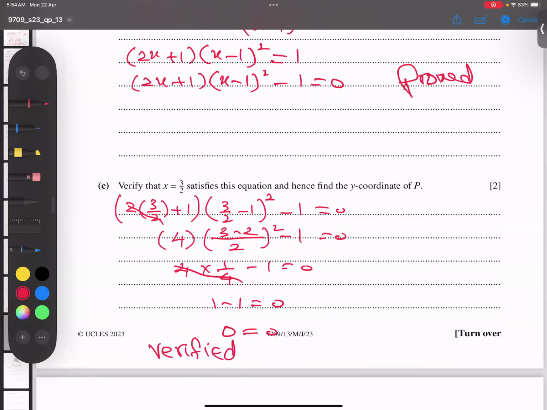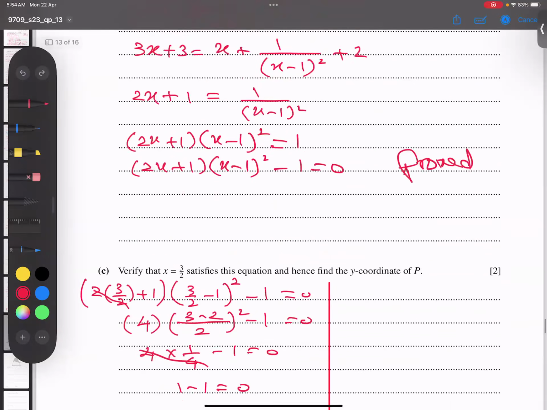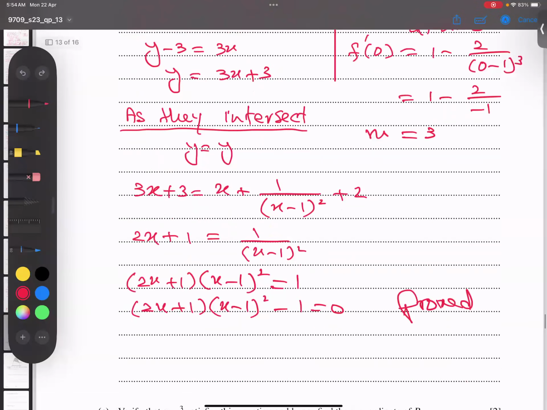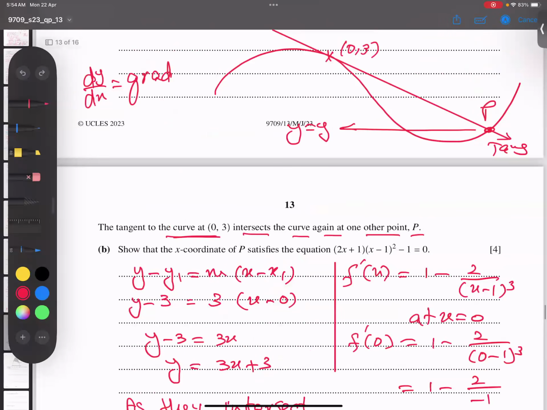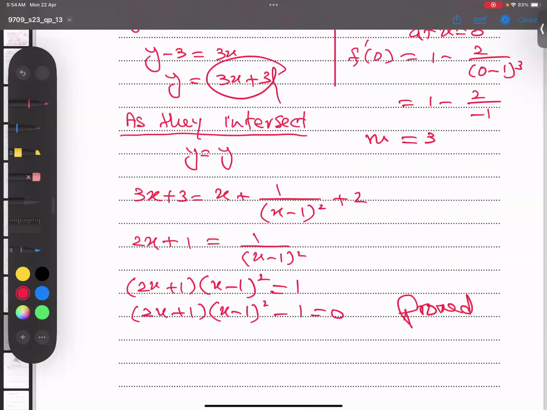And I believe this is very clear. And what the next part is saying: find the y coordinate of P. How to get the y coordinate, students? Because it is a point of intersection, you can take any equation. So you take the equation of the tangent or the equation of the curve. I mean, you take the left-hand side or right-hand side. So why do it the harder way? This is easier.